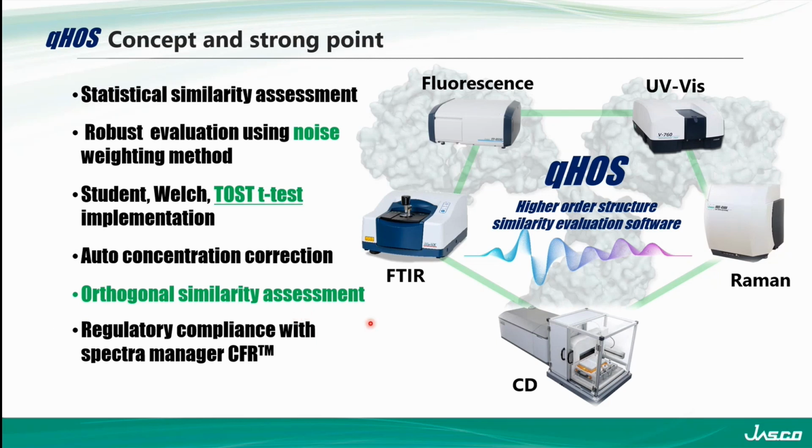And then, of course, the other thing that I really want to emphasize here is that we can do this orthogonally. So we can use a technique like fluorescence, FTIR, CD, and Raman, put them all in the same software, run that statistical analysis, and then we'll get 4 different pieces of data that all confirm whether our product is the same or whether it's different.